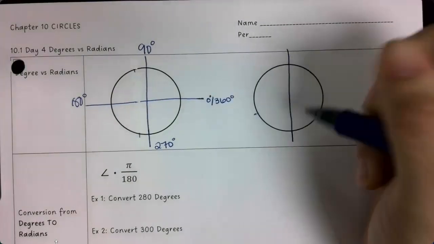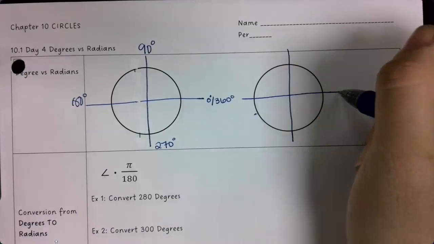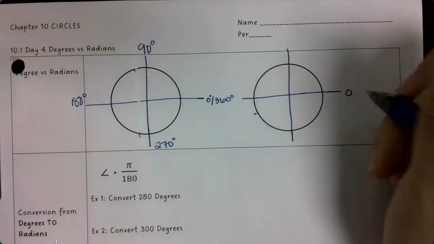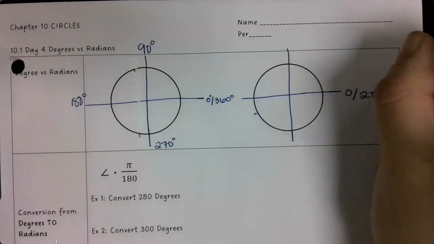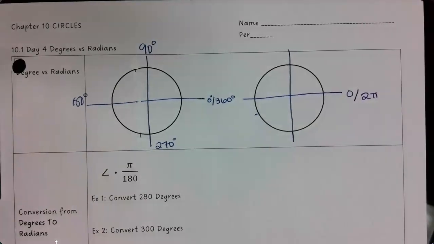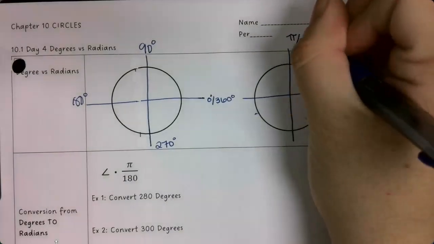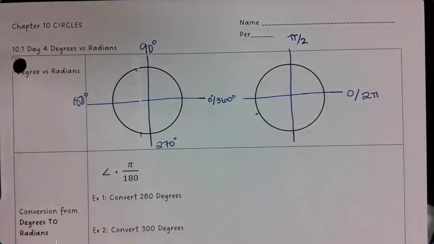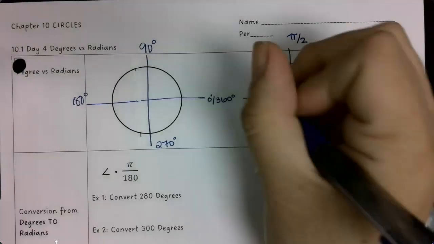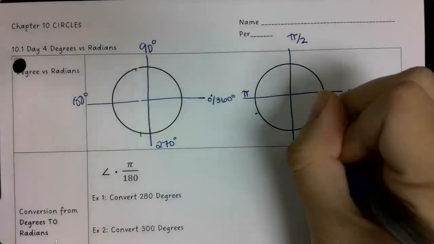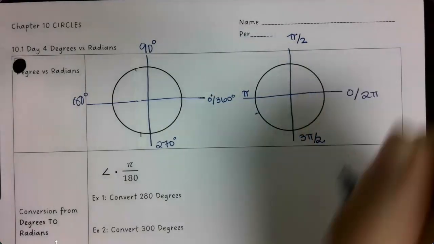Then I also have radians, which are just another way of measuring. Again, it starts at 0. A complete circle is 2 pi radians. So then up here to the top is going to be pi halves. Straight across is pi. And down below is 3 pi halves.